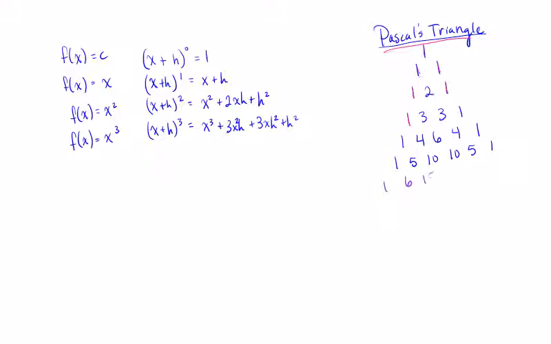5 plus 10 is 15. 10 plus 10 is 20. 10 plus 5 is 15. 5 plus 1 is 6, and then we get a 1 at the end. So we can see there's a lot of symmetry in that, right? And we can keep going with that forever.